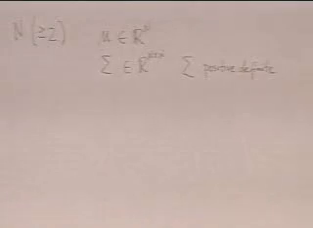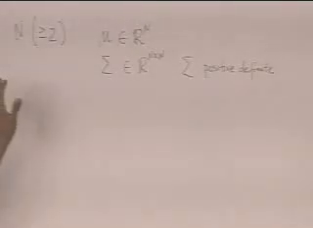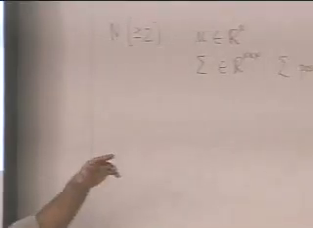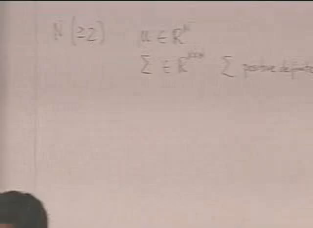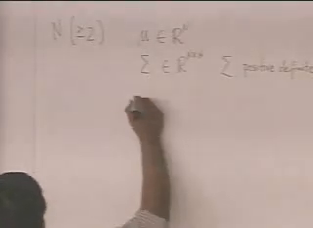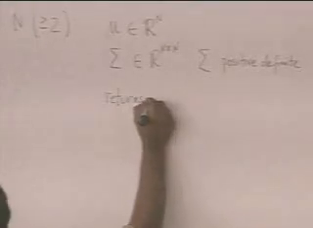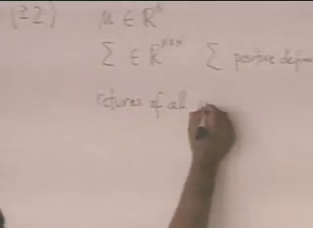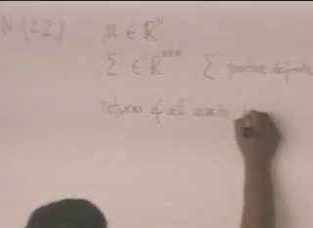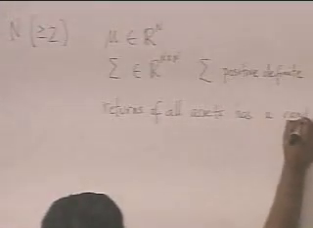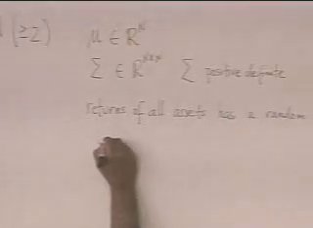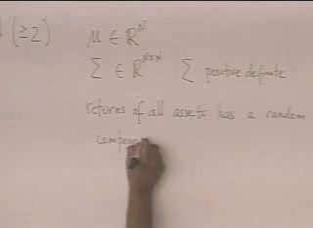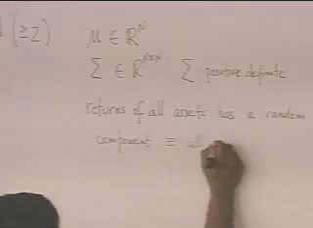Which means basically, okay, something stronger is meant than what I'm just about to say. If sigma is positive definite, it definitely means that all the assets in the market are risky, meaning that the returns of all assets have a random component. And that is what we will call a risky asset. So this is equivalent to saying all assets are risky.